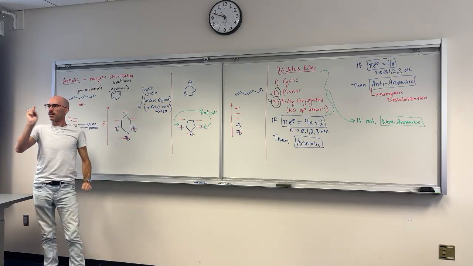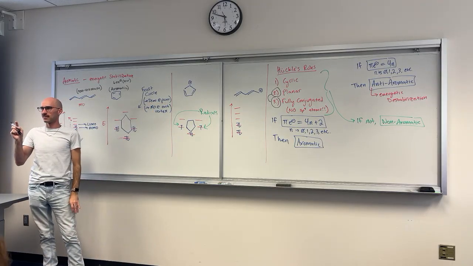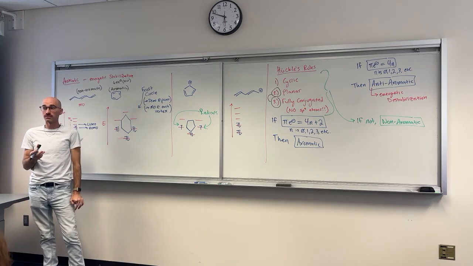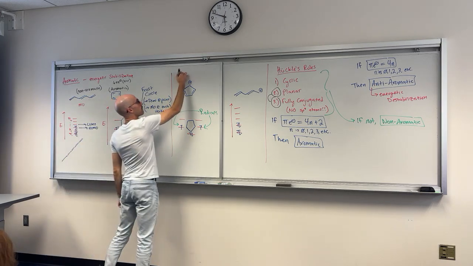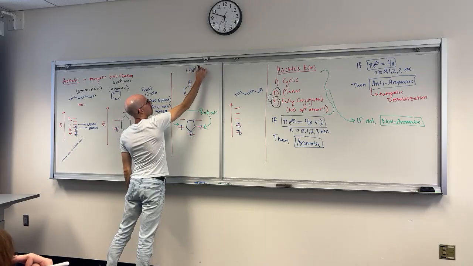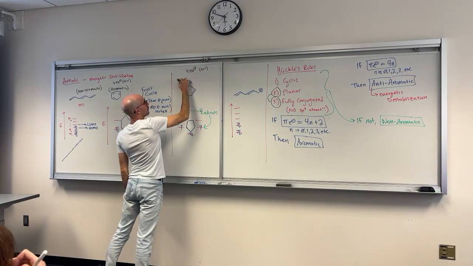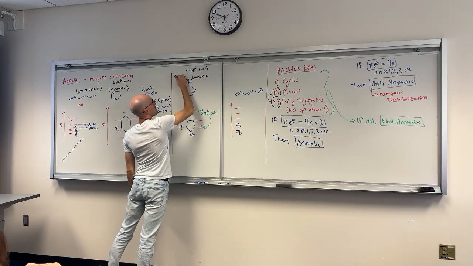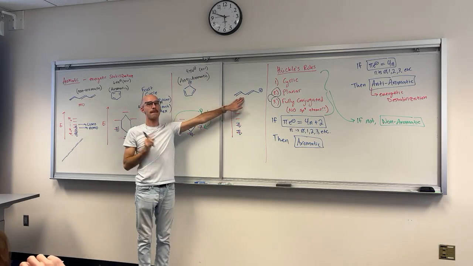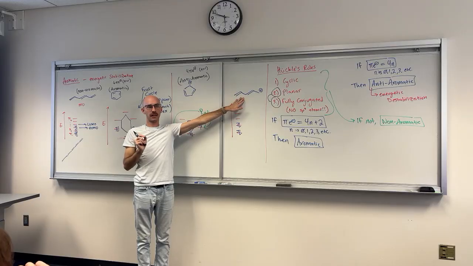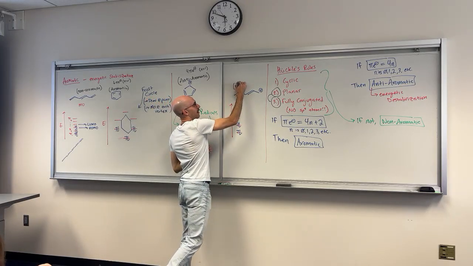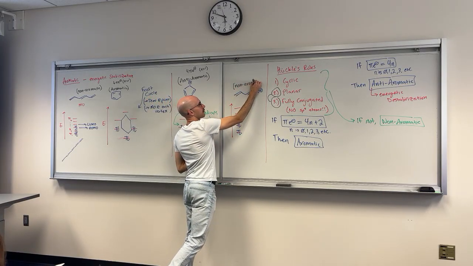Anyways, how many pi electrons? 4. Does that equal 4n plus 2 or 4n? 4n. So it is, when n equals 1, anti-aromatic. And what about the pentadienyl cation? Why? Not cyclic, non-aromatic.